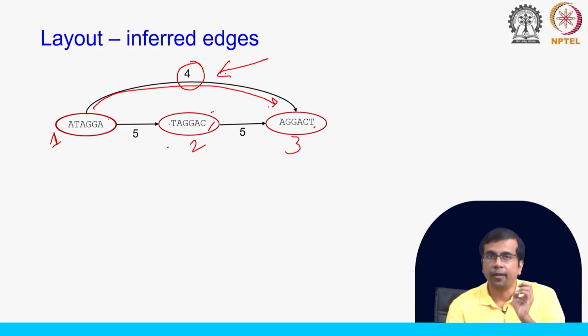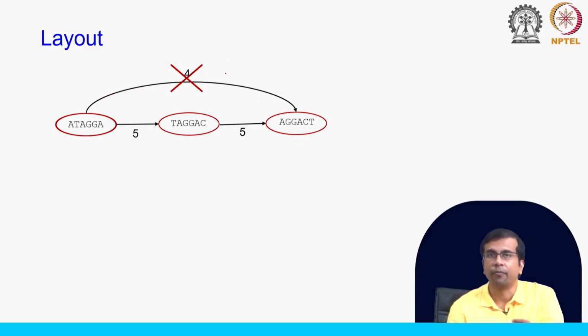So, this edge becomes an inferred edge, or transitively inferred edge. And in the layout approach, we start to remove these inferred edges, which can be inferred from the other connections in the graph. So, this edge is then removed.